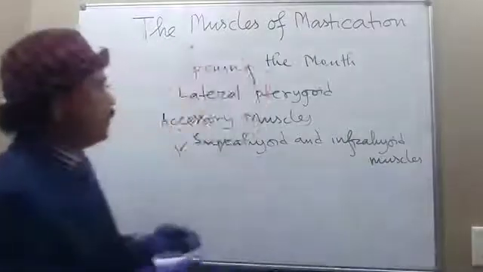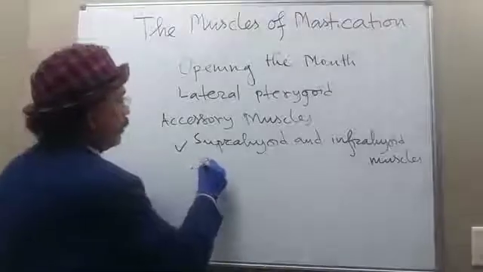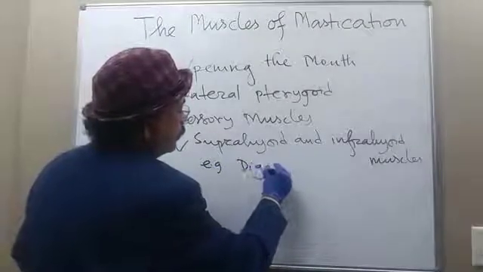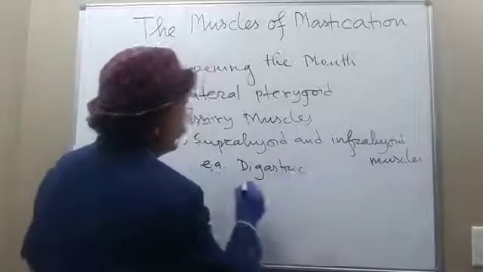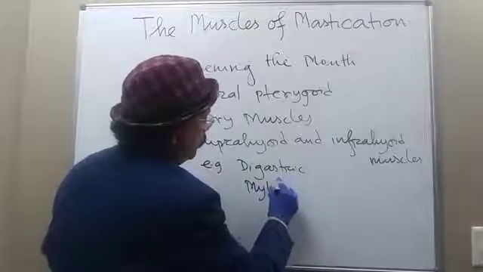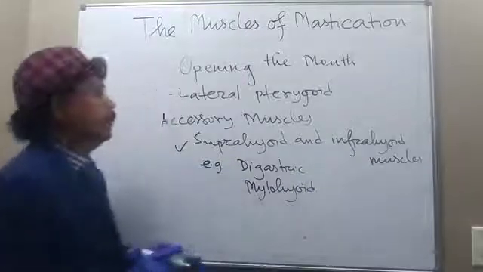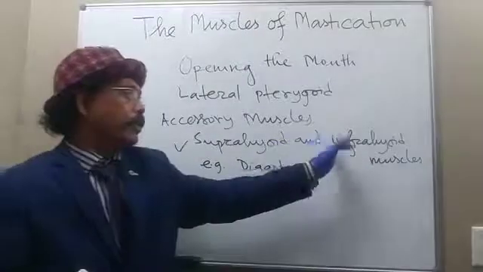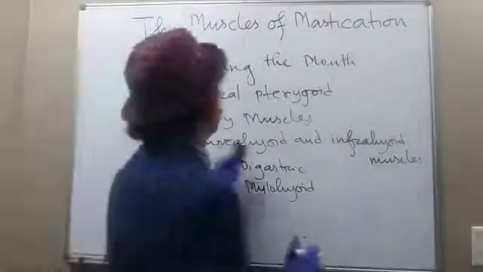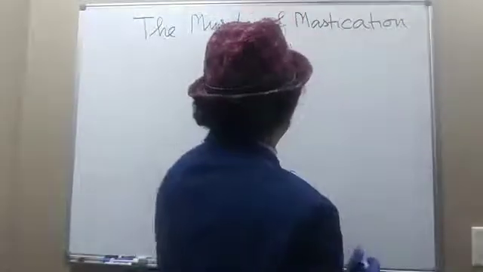Those muscles help in opening the mouth, for example the digastric and the mylohyoid muscle. They help along with other suprahyoid and infrahyoid muscles in opening the mouth. Okay, and that's all about the muscles of mastication.